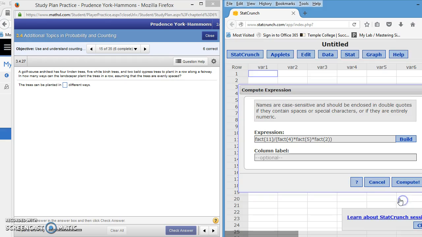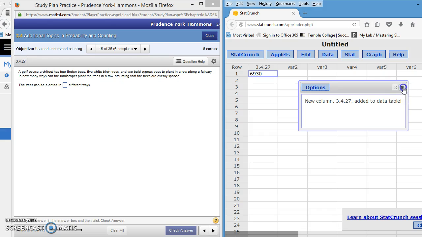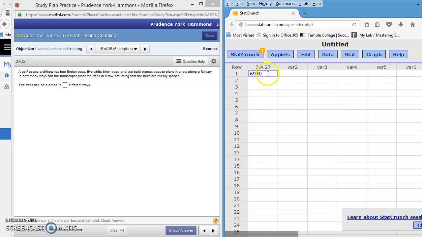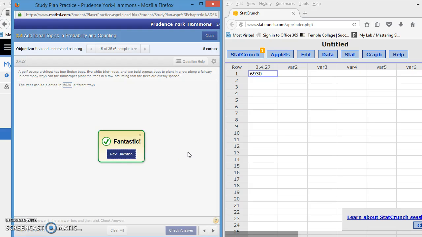Then I'm going to say, okay, that's my entire expression that I need to calculate, and I'm going to call this 3.4.27 because that's the study plan problem, also the homework problem that we worked. So when I compute, I've added another column to the data table. It says there are 6,930 ways that he could plant those trees. Makes you wonder how they decide on one particular way, something that has to do with aesthetics, I'm sure. Let's check that answer just to be sure we're okay. Whew, fantastic. I'm a little relieved to tell you the truth.